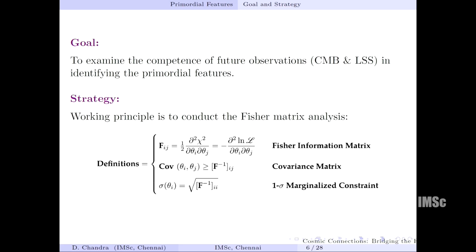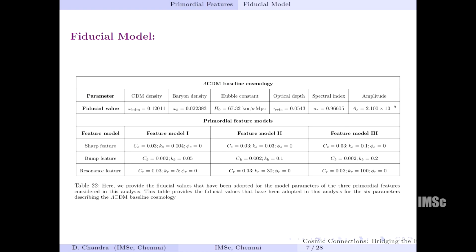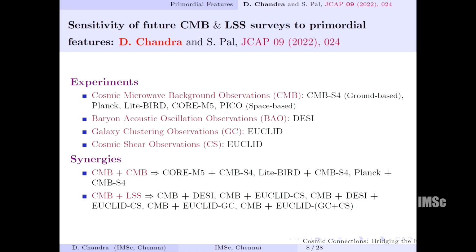Here our goal was to check whether the next generation upcoming cosmological surveys, be it CMB missions or large scale structure missions, have the capacity or competence to capture these signals if they are present in the primordial power spectrum. For that, our strategy was to conduct a Fisher matrix analysis. To do that, we considered 3 individual fiducial models for each feature as shown in the slide: 3 different characteristic scales for the sharp feature, for the bound feature as well, and for the resonance feature.